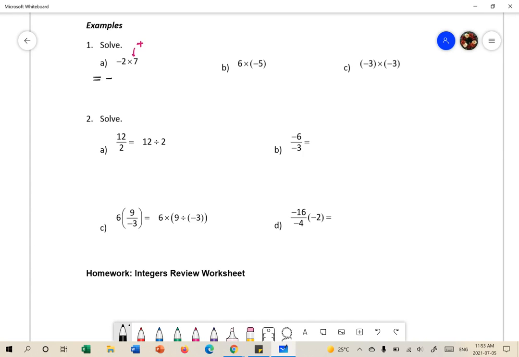Now we can just take our 2 and our 7 and multiply it together. We already have the sign of the answer, so we don't need to worry anymore about the signs in front of the 2 and the 7. Our sign in our answer is going to be negative. So now we're just going to take 2 and multiply it by 7. 2 times 7 is 14.